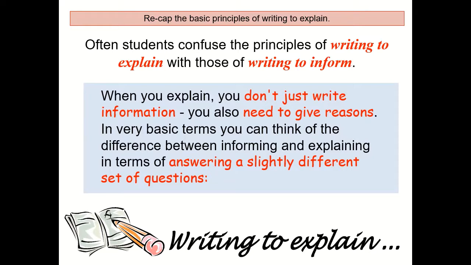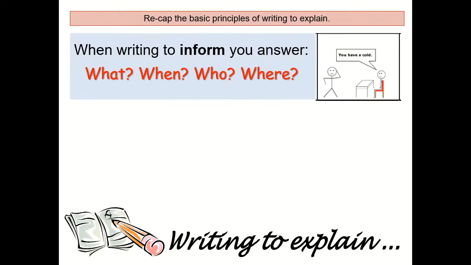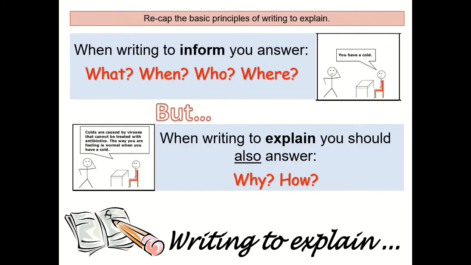So in order to think about the difference, we need to think about a slightly different set of questions. When we're writing to inform, when we're telling something, we're saying what happens, when, who, and where. Those are the questions that we're answering. You have a cold. I'm telling you something. This is what a cold is. But when you're writing to explain, you should also answer why and how. So this person is explaining what a cold is and how you would feel if you had a cold.